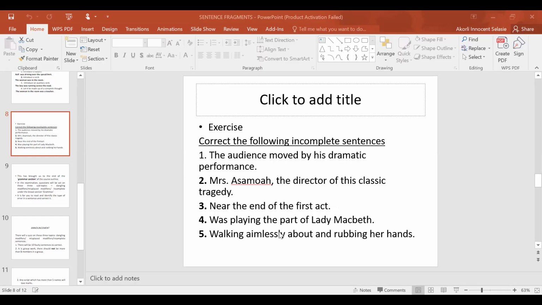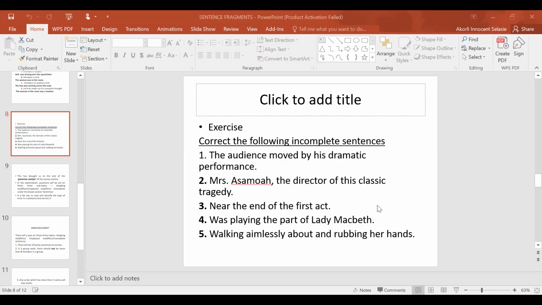Number 4. He was playing the part of Lady Macbeth. Okay. Number 5. Amma is walking aimlessly. She was walking aimlessly about and rubbing her hands.